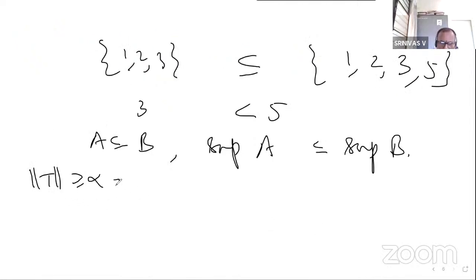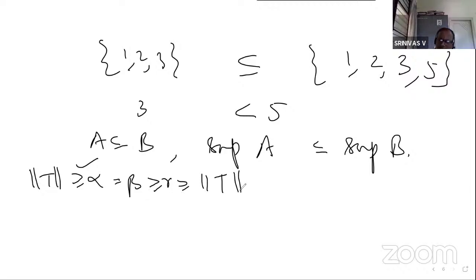In fact, I would like to show alpha is equal to beta, and beta is greater than or equal to gamma, and gamma is greater than or equal to norm T. This is how we obtain it. Between norm T, these three values are lying, meaning all of these will become equal. Norm T is equal to alpha, equal to beta, equal to gamma.